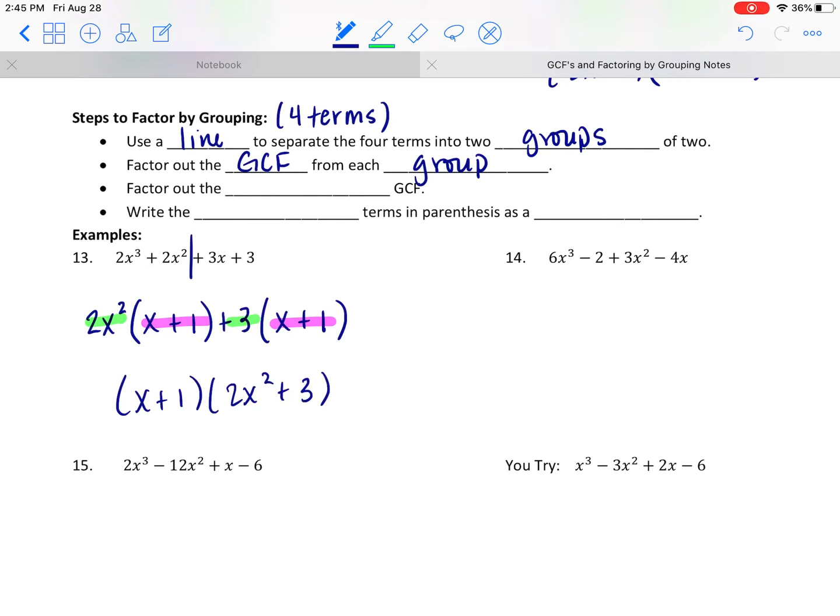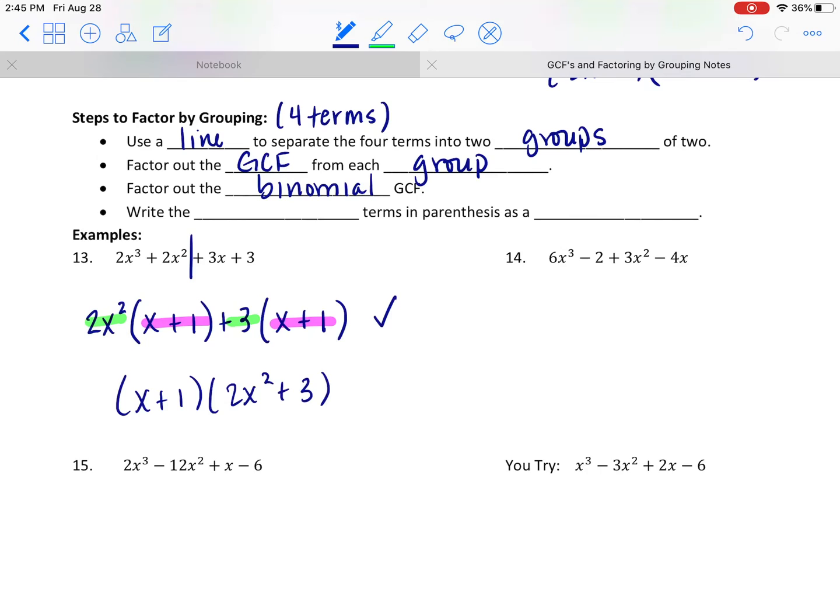Okay, and that's where we end up in this step here. Once we factor out the GCF from each group, what we're going to see from there is a binomial GCF. So at the second step, they had an x plus 1 in common. So we're going to factor out that binomial GCF, and then what's left over when we factor it out was the 2x squared plus the 3. We put that as a product next to it in parentheses.